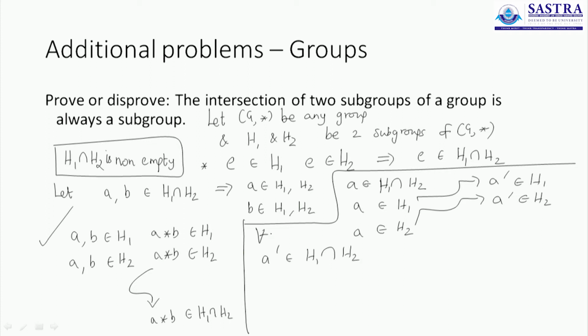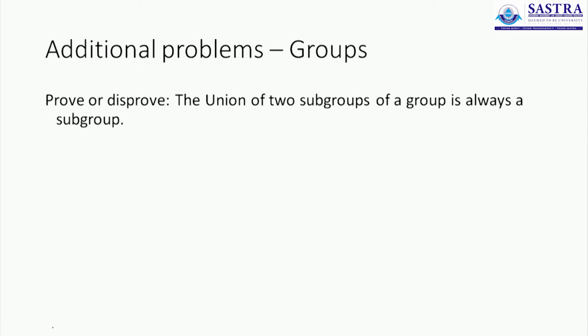So for all a belonging to H1 and H2, we have actually verified the fact that a dash also belongs to H1 and H2. So we have verified the closure property, we have verified the inverse property, we have also shown that the identity is part of this intersection, and therefore we can conclude that whenever H1 and H2 are 2 subgroups of G star, the set of all common elements, the intersection of the 2 subgroups, will also be a subgroup. And that's how we have solved the problem.